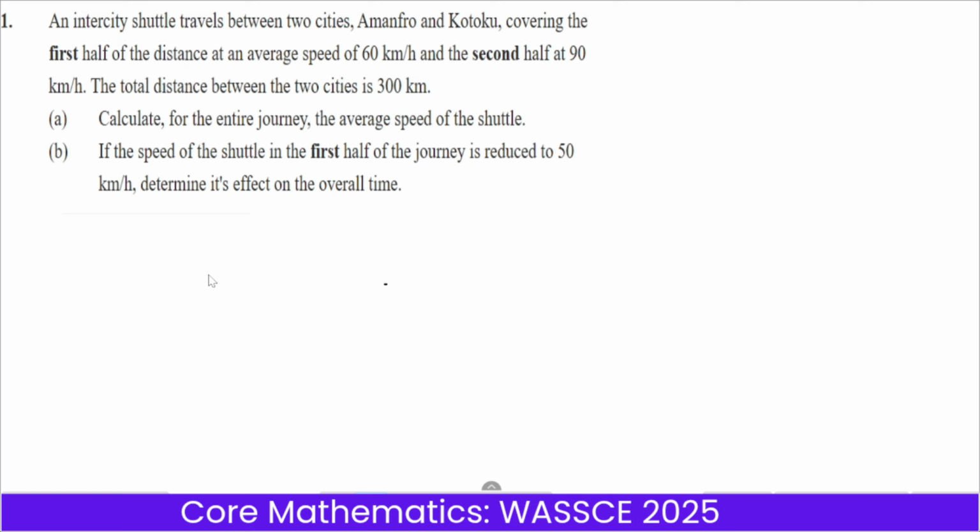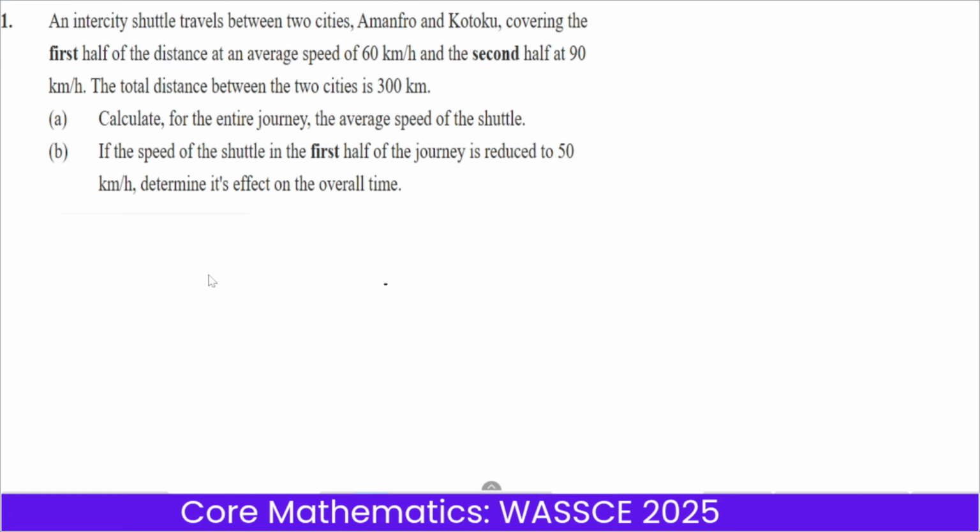Once again, we are here to continue our usual business, which is a question on the board to be solved. An intercity shuttle travels between two cities, Amanfro and Kotoku, covering the first half of the distance at an average speed of 60 kilometers per hour, and the second half at an average speed of 90 kilometers per hour. The total distance between the two cities is 300 kilometers. Now, we have two questions here.